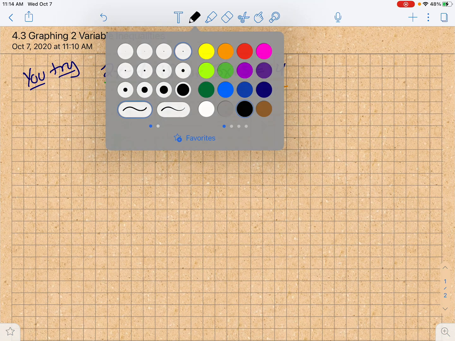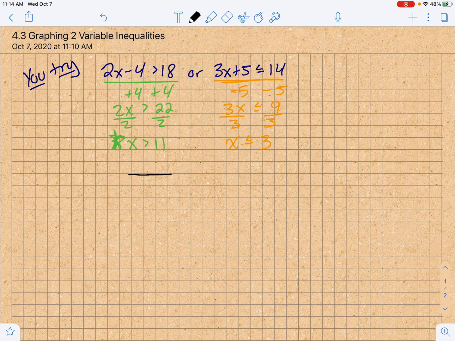So come down to the bottom, make a lovely number line. Smaller number goes to the left, bigger number goes to the right. If I'm looking at 3, we're looking at this one in the orange right here. So I have x is less than or equal to 3. Less than or equal to would be a closed circle, because it's equal to, and x is less than, which means we're going smaller.